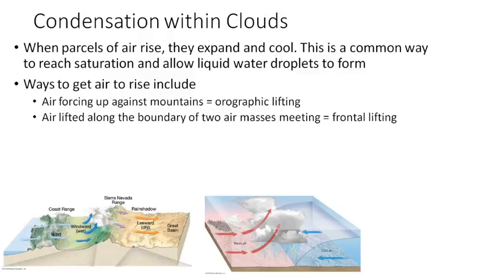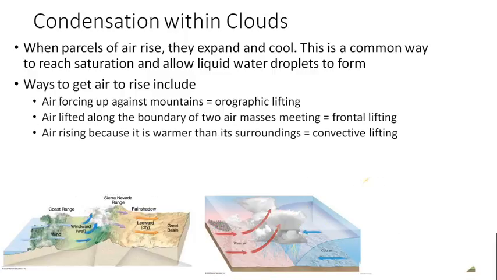Another way to get a chunk of air moving, and we're going to talk more about this coming up, is if you have what we call a weather front. Okay, a weather front is basically two chunks of air, two air masses, that are meeting, and where they intersect is called the weather front. And that's another lifting mechanism, frontal lifting.